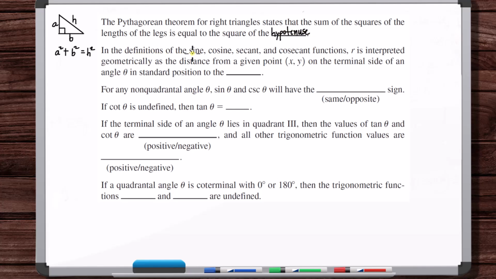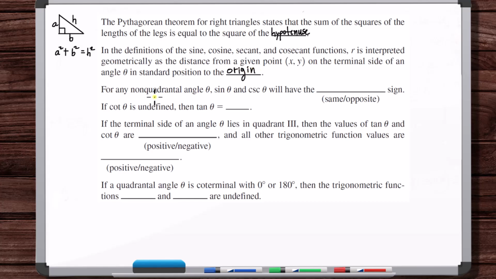In the definitions of the sine, cosine, secant, and cosecant functions, r is interpreted geometrically as the distance from a given point, x y, on the terminal side of an angle theta in standard position to the origin. So they're talking about the most general definition of trig functions. You pick any point on the terminal side of theta, and r is the distance from the point that you picked to the origin.